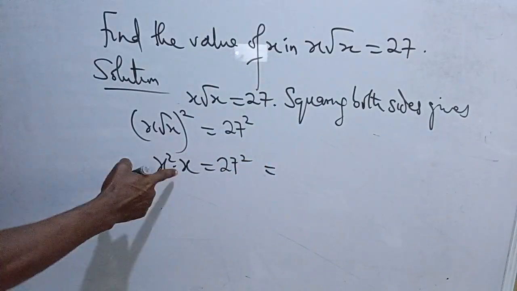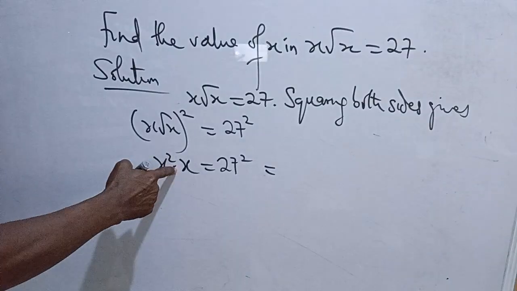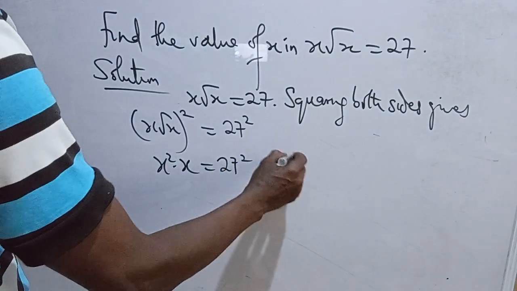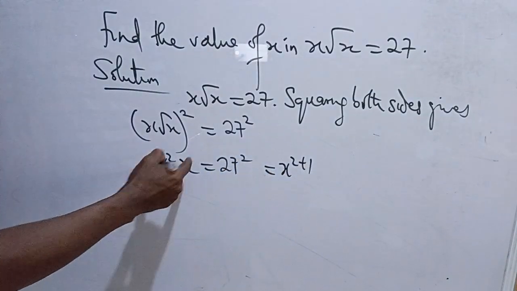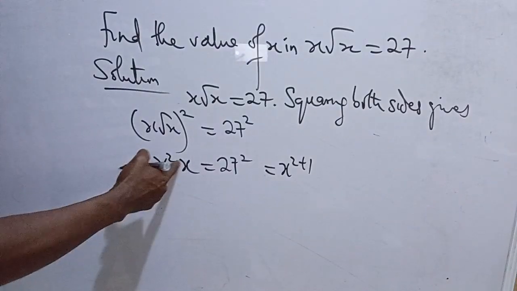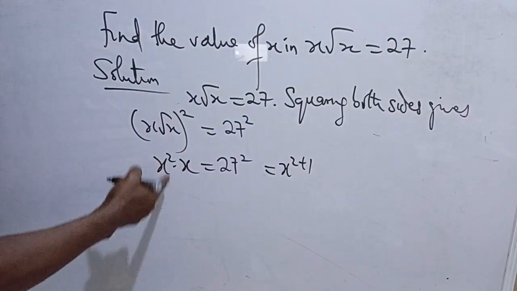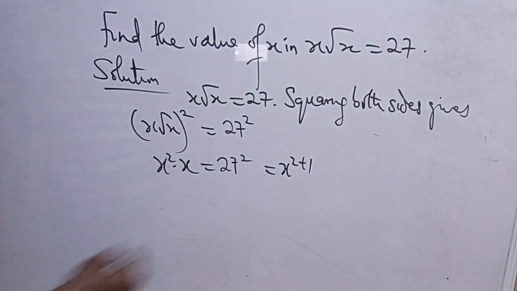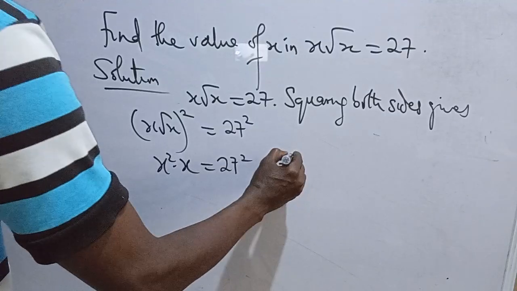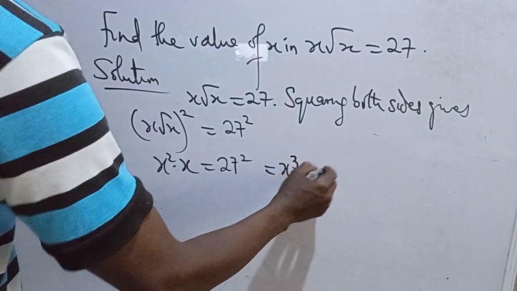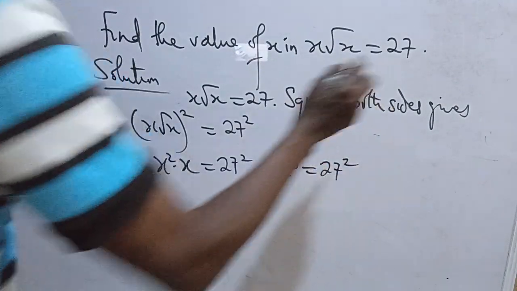So when you expand this, that is x raised to the power 2 multiplied by x, is like saying x raised to the power 2 plus 1. You know, x is common now, and this has a power of 1. So according to the law of indices, when the bases are equal, you add the powers together. So that will give us x raised to the power 3 is equal to 27 to the power of 2.